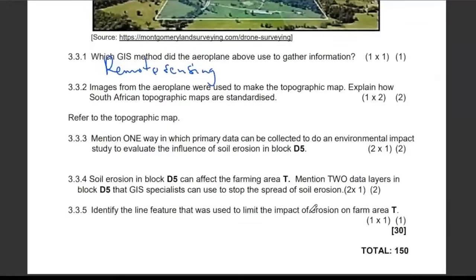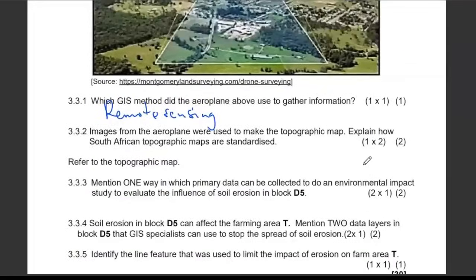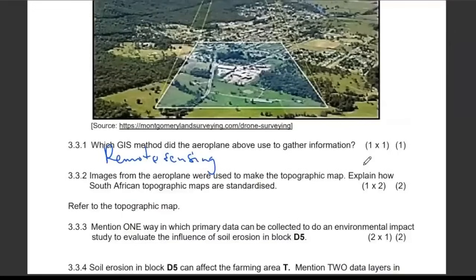Images from the aeroplane were used to make topographic maps. Explain how South African topographic maps are standardized. How are they standardized? Right, when we're talking of standardization, we are looking at a way of making maps universal. We want to apply universality in the maps. By doing so, we are ensuring that every map reader has easy interpretation of the map information on the very maps that they are using when they are studying geography. So the effect of standardizing maps is to make maps universally applicable to all the map users.